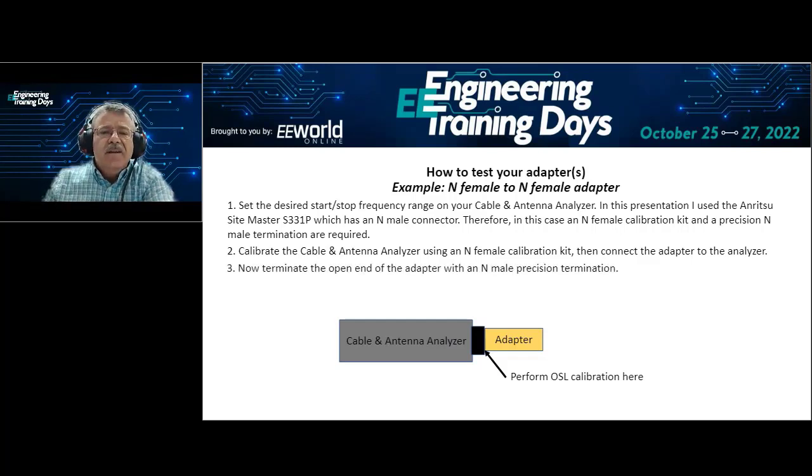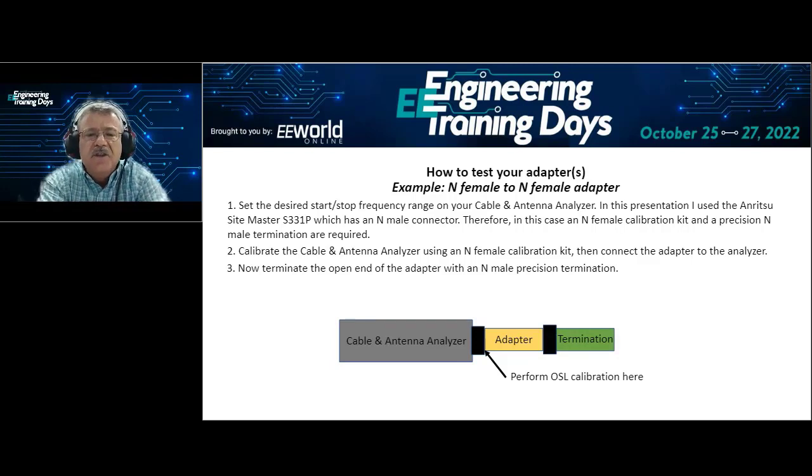Then you're going to terminate the end of the adapter with a precision termination. A precision termination could be the load that's part of your calibration kit, as long as it's the right gender that it mates to the adapter, or you can buy precision terminations separately. What you're looking for in a precision termination is they're most likely going to be spec'd in return loss. I would say probably not less than 36 dB return loss on that termination, at the very minimum. But the higher the return loss is, the better the results are going to be.